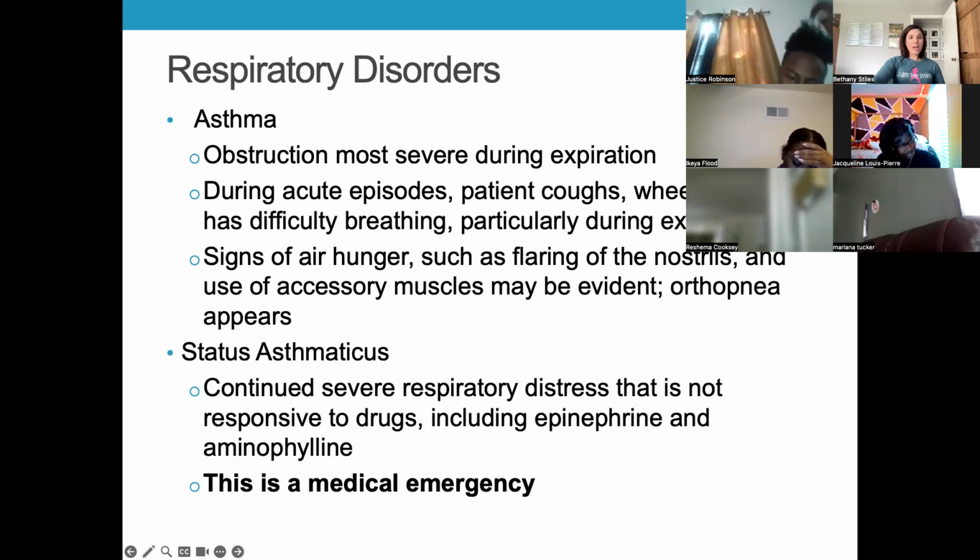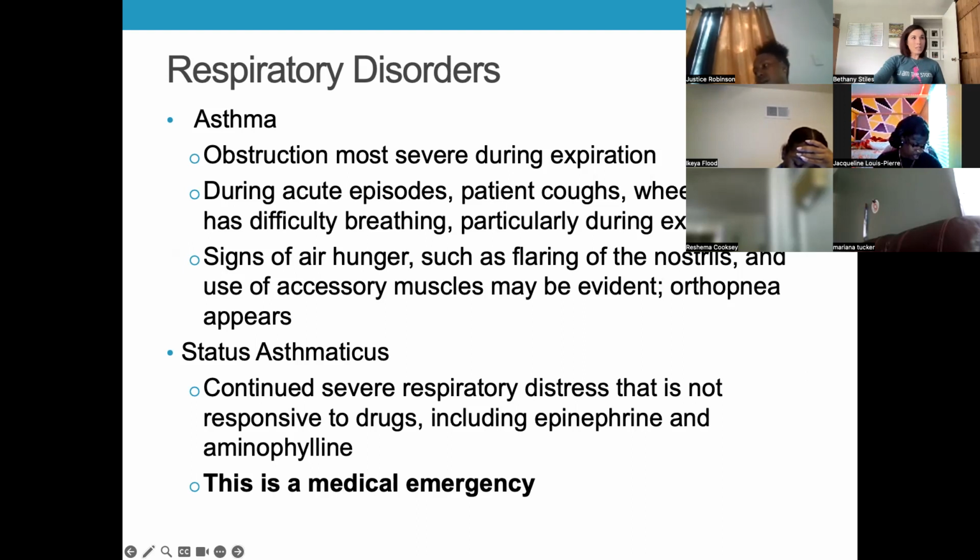When we're talking about asthma, the obstruction is going to be most severe on exhale. So that's why you hear those wheezing sounds when the patient tries to exhale. During the acute episode, they might be coughing, you'll hear wheezing, you'll see that accessory muscle use, indicating that they're having difficulty breathing. You want to watch for signs of air hunger. So those flaring nostrils, those accessory muscles, and then if they get dizzy.